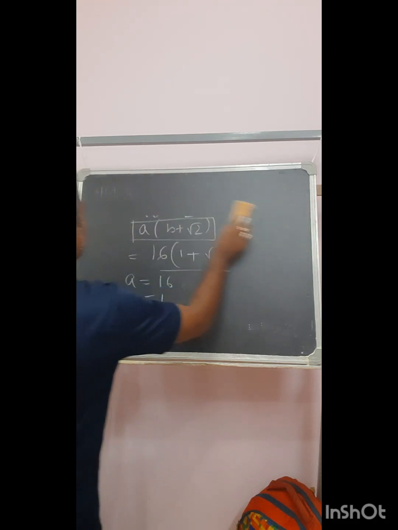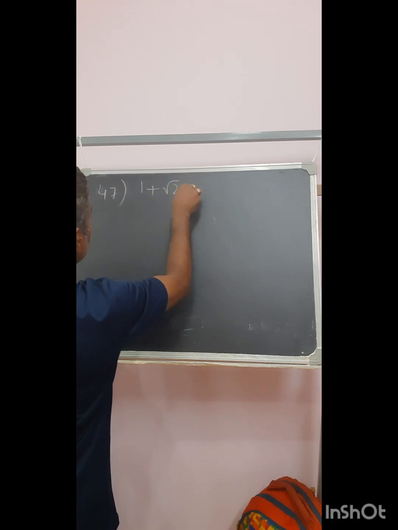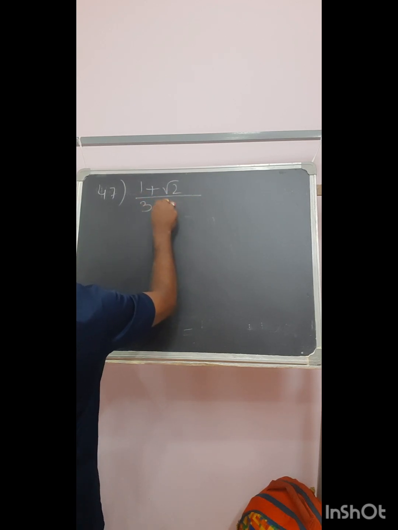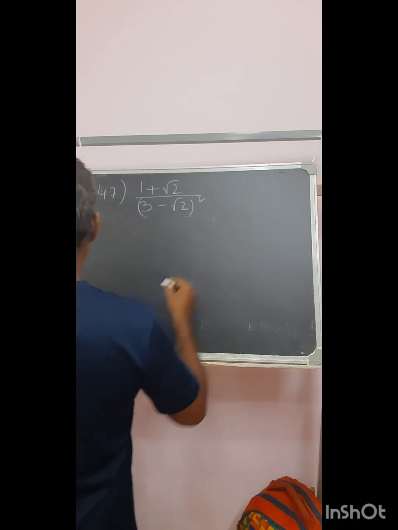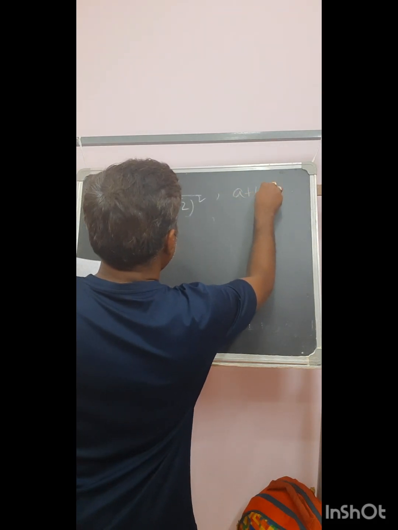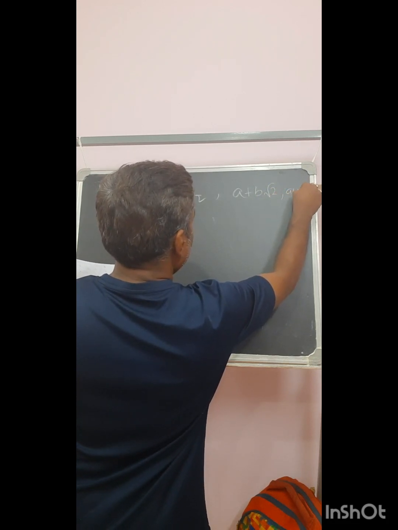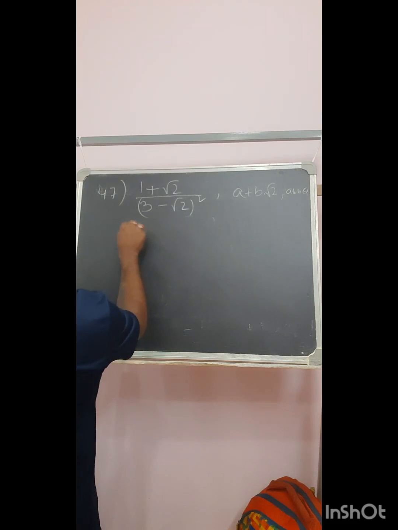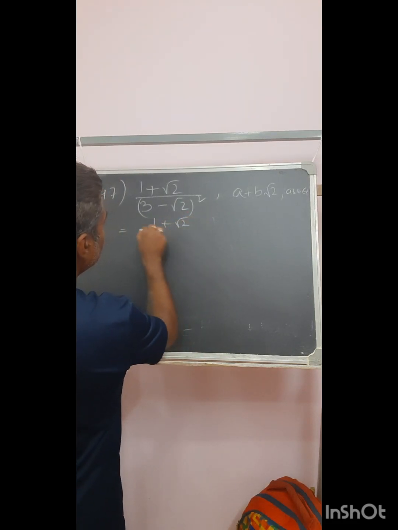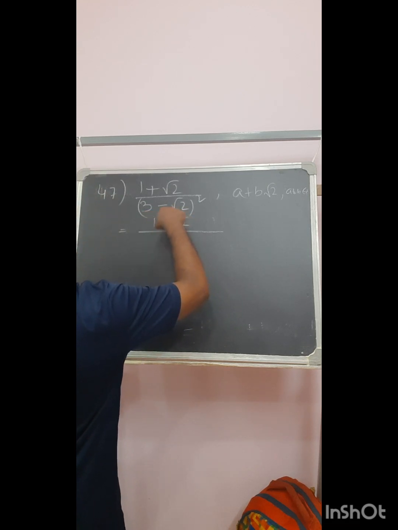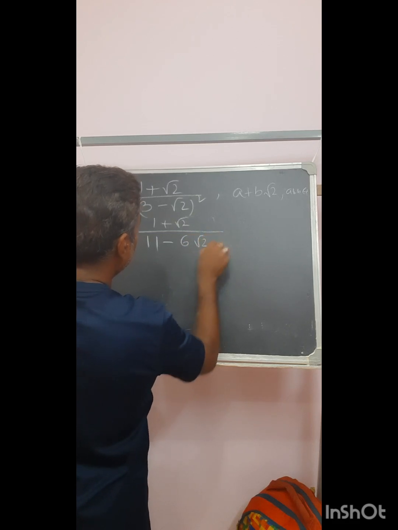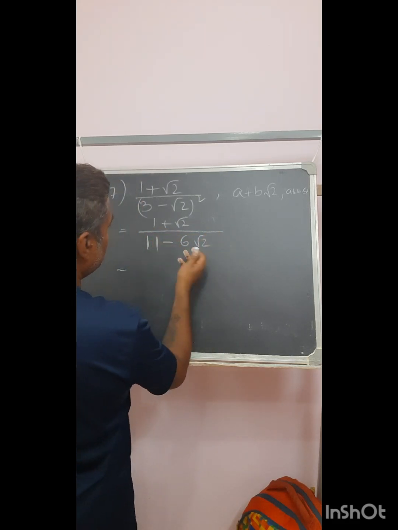Okay. So moving to the next problem, that is 47. It is (1 plus root 2) over (3 minus root 2), whole square, and you have to represent it in a similar form where a and b are rational numbers. Okay, so very easy, I have already seen it. The only thing is to simplify the square first. So 3 squared plus root 2 squared is 9 plus 2, that is 11, and 2 times 3 root 2 is 6 root 2, and nothing more can be done here.